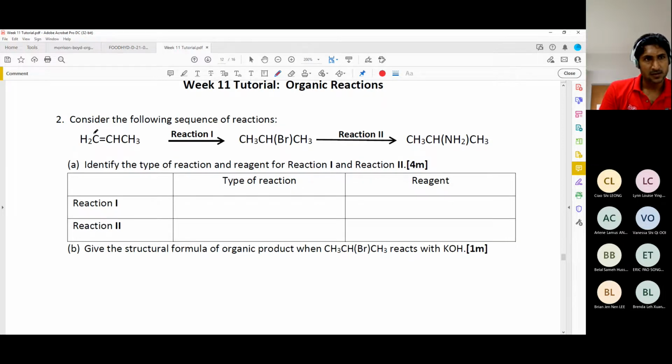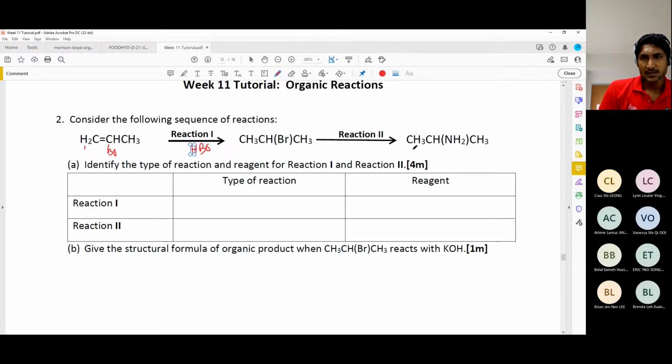And question number 2 says, consider the following sequence of reactions. The reaction from propene. Reaction 1 is where 2-bromopropane is being formed. So hydrogen bromide, of course, we need to add hydrogen bromide, only then the hydrogen is going here and then bromine is going there.